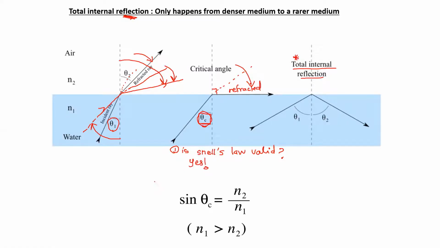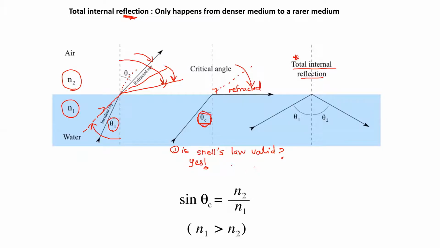Yes. Is Snell's law valid? Yes. This is still refraction because this refracted ray is at the surface, right? This has gone to the next medium. It is in the next medium. It is in the surface of the two mediums. So this is like the limit where refraction can happen. So we can apply Snell's law to this. So let's apply it. So this is water, right? So N, and they have given the refractive index N1 to this, N2 to this.